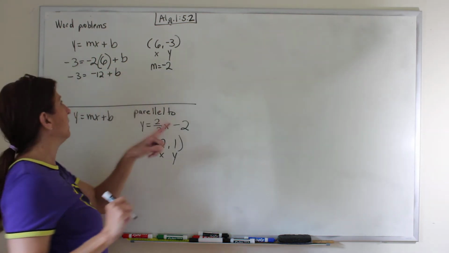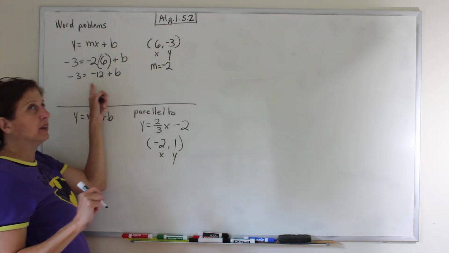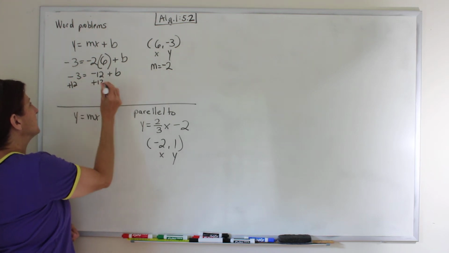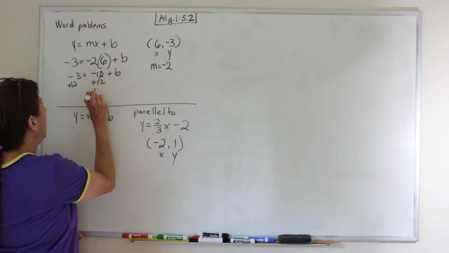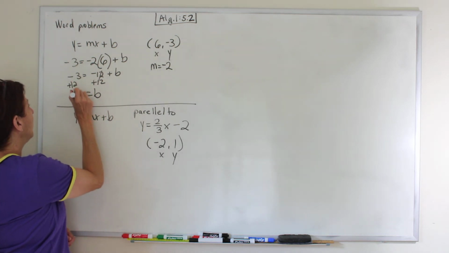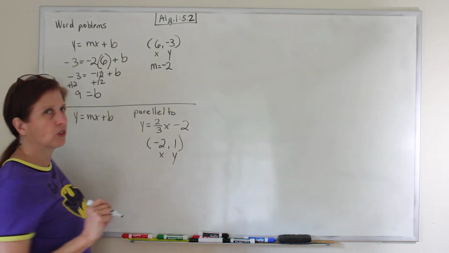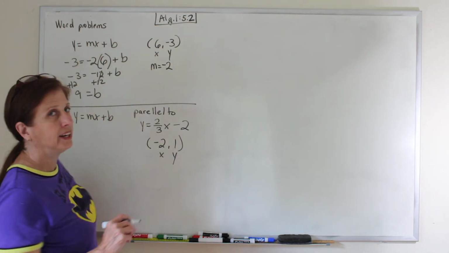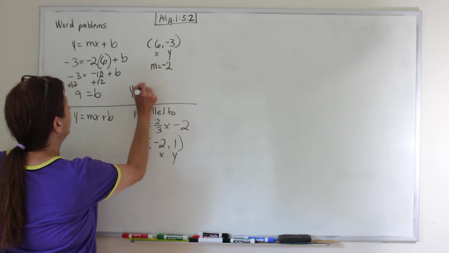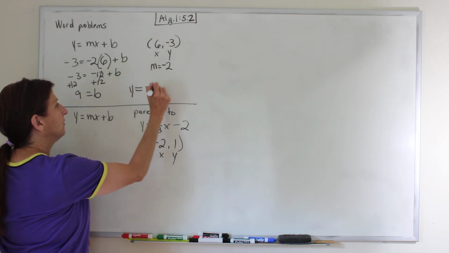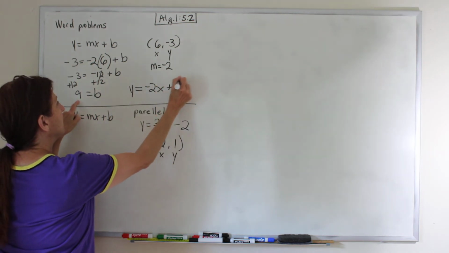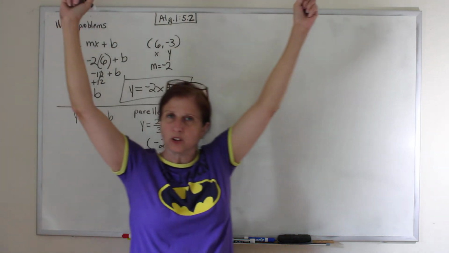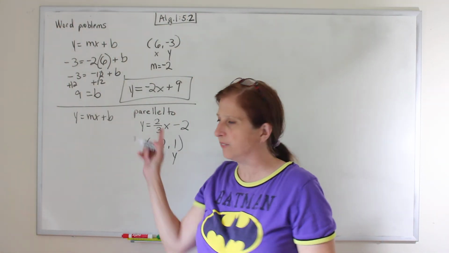Now y is being added to a -12, so what's the opposite? +12. What I do to one side, I do to the other. Those cancel out. And b equals 9, because 12 minus 3 is 9. That is not the answer to the problem. The answer is when I put it back in here and write the equation. So it's y equals m, which is -2x, plus 9. We did it! Always cheer for yourself when you do it. Pat yourself on the back. You won if you got the right answer.